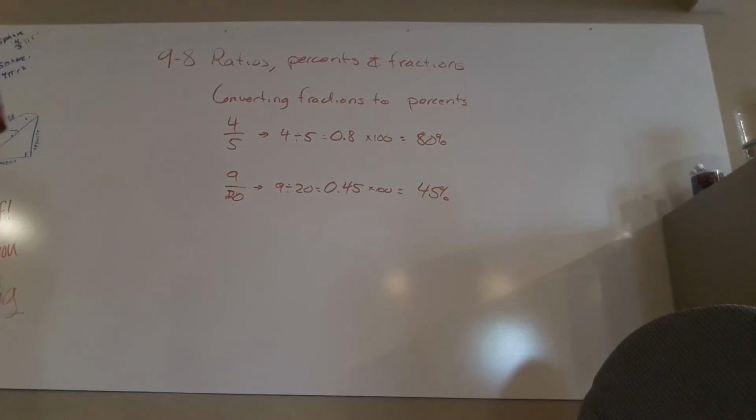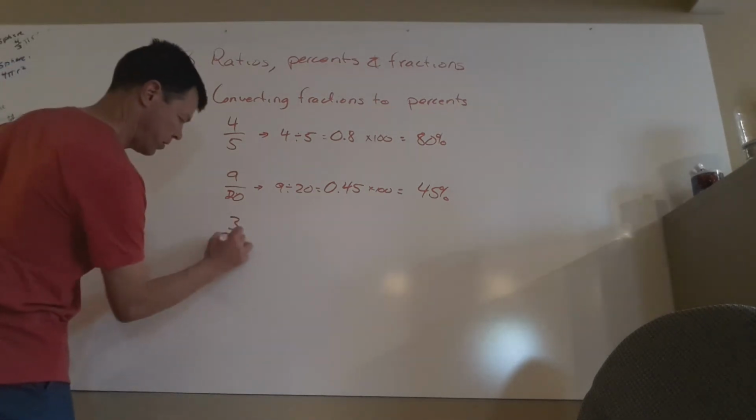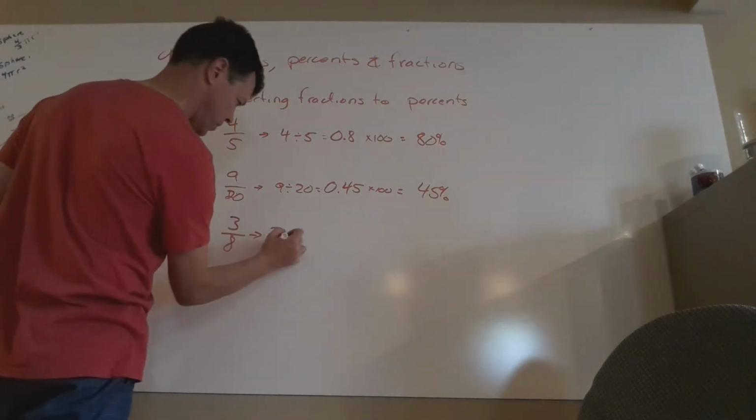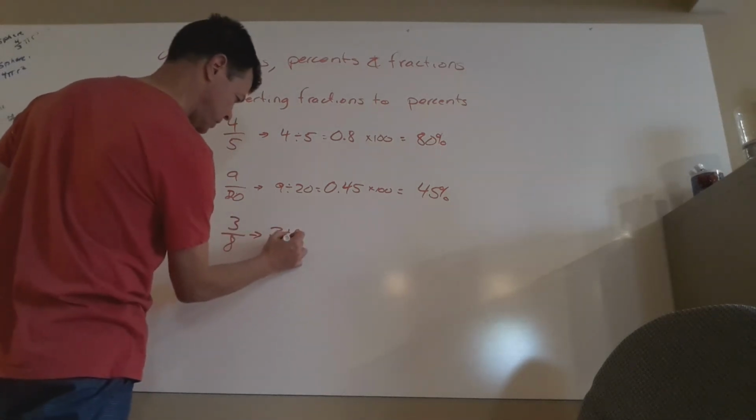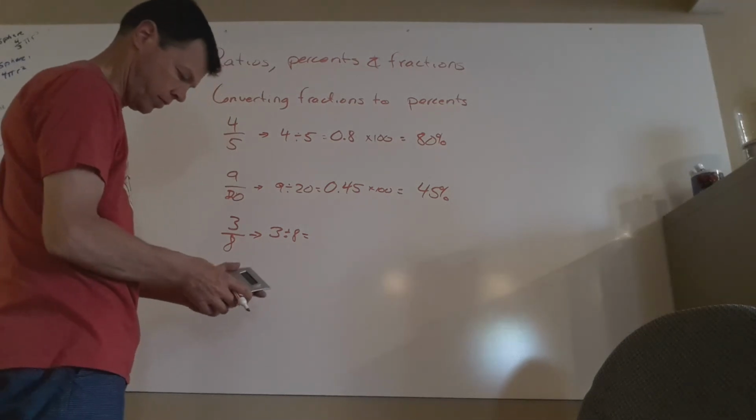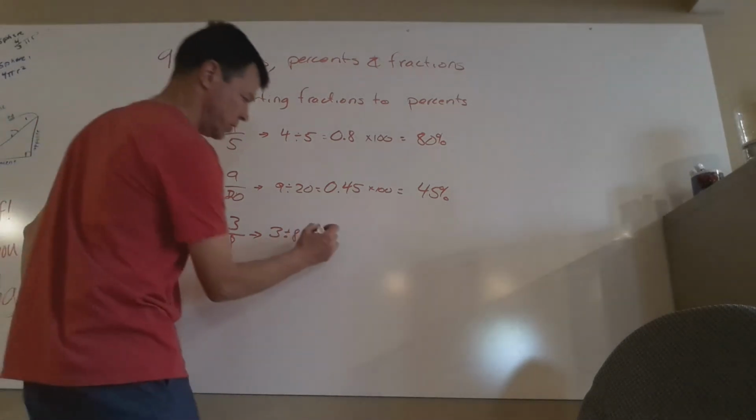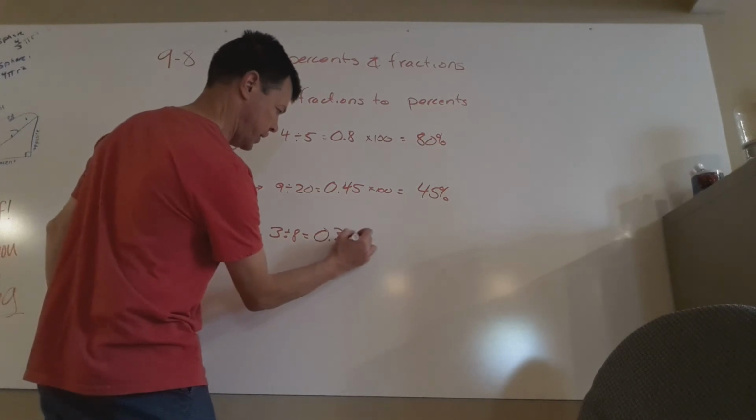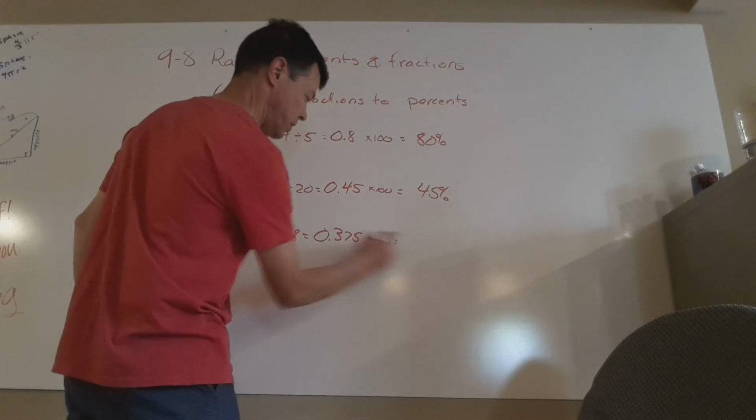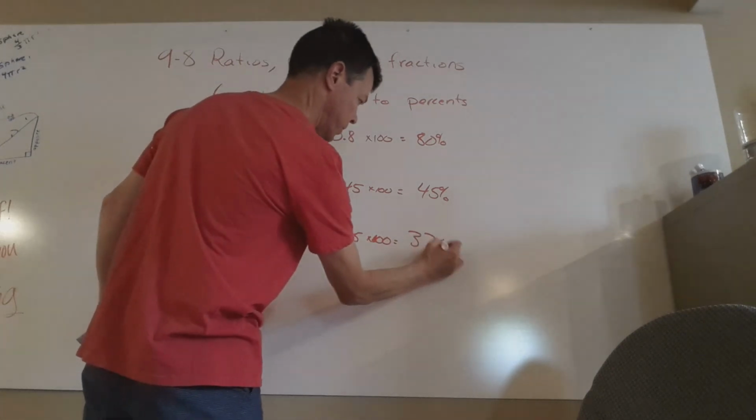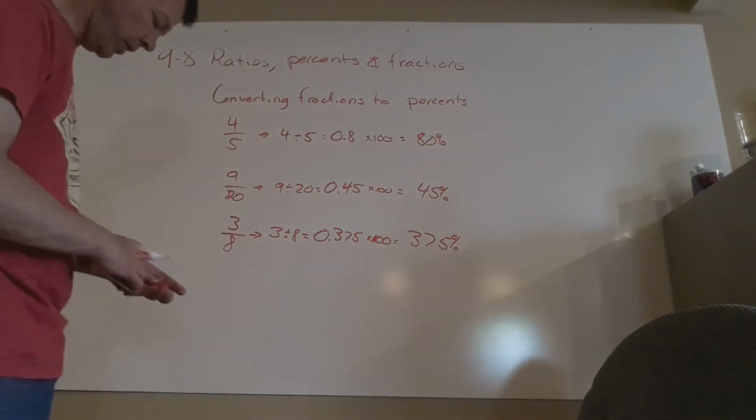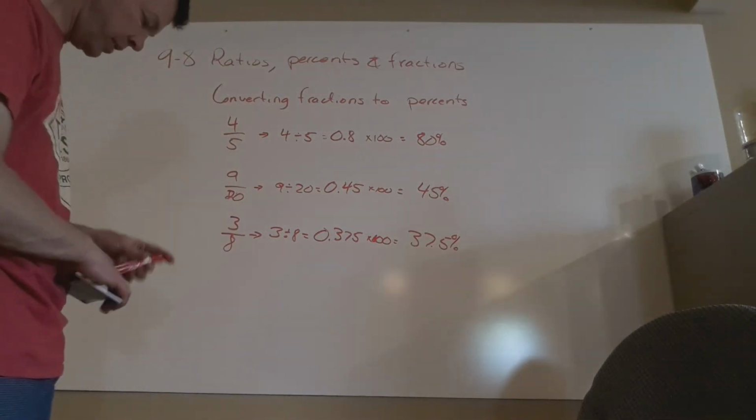Let's do this one. 3/8. Again, top divided by bottom: 3 divided by 8 is 0.375. Times 100, you end up with 37.5%. All right, we did 3 examples of each. That should be enough to complete the homework assignment.